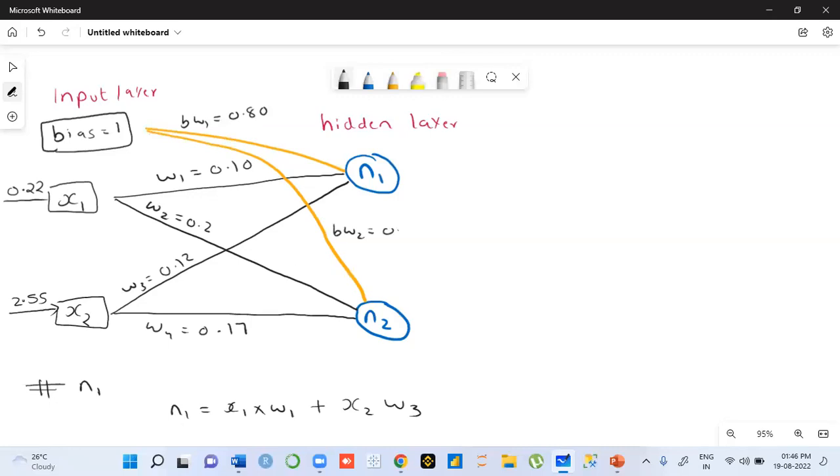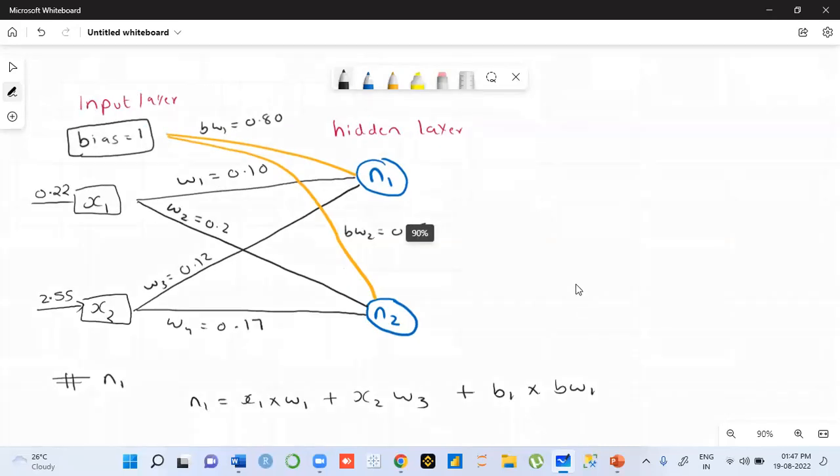Let me complete it. You give it a formula. Plus bias 1 into BW1. Can you solve this? Bias is our x only, no? Can you solve this? Give me the number. 1.128.